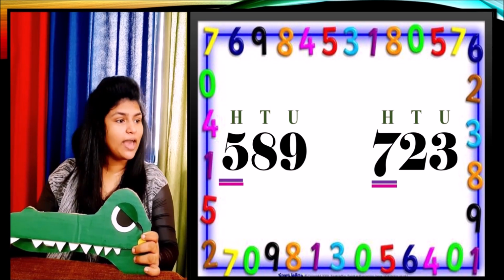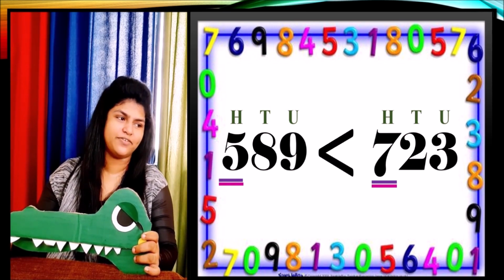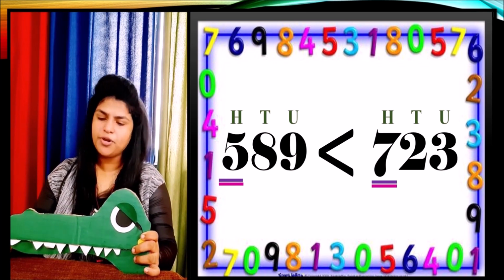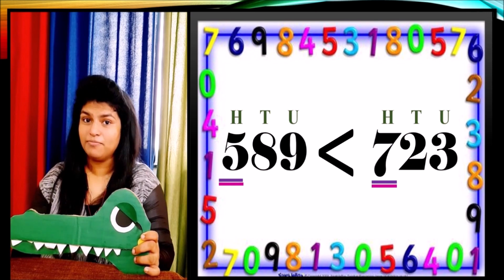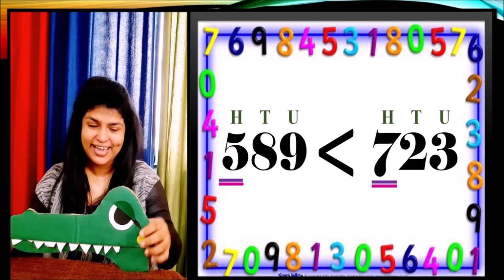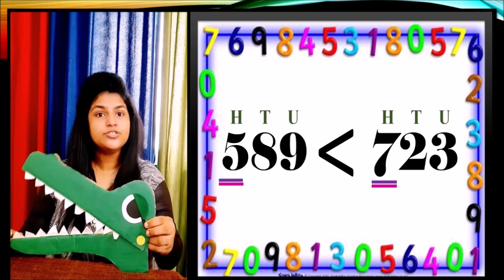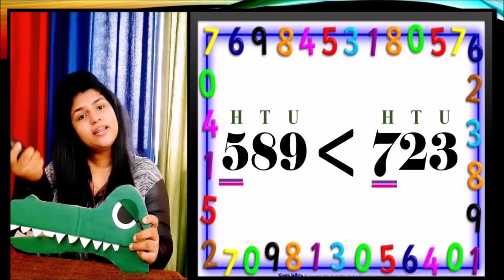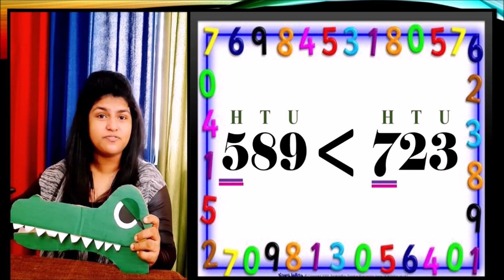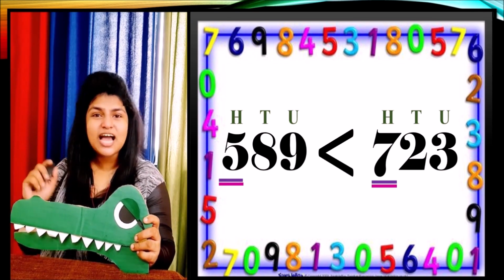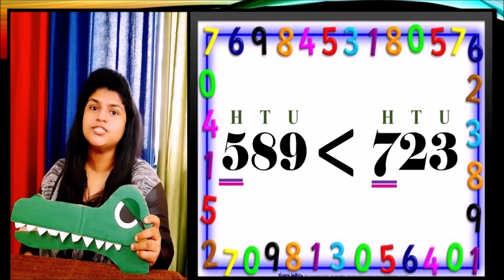7. Correct. So I will open my mouth at 723. So will you open your mouth at 589? No. Will you open your mouth at 723? Yes. So did you understand? The entire number is small. You don't have to bother about the rest of the number. You just have to concentrate on the first number.